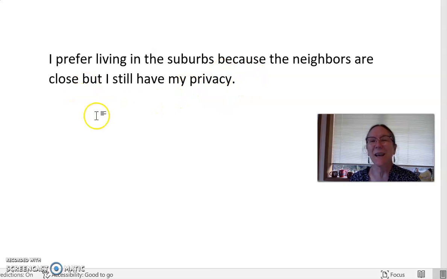All right, you guys, I hope that this helped you with transitions between ideas and also with the concept of topic sentences. We probably need to work on that a little bit more, especially when we're not writing personal topics.